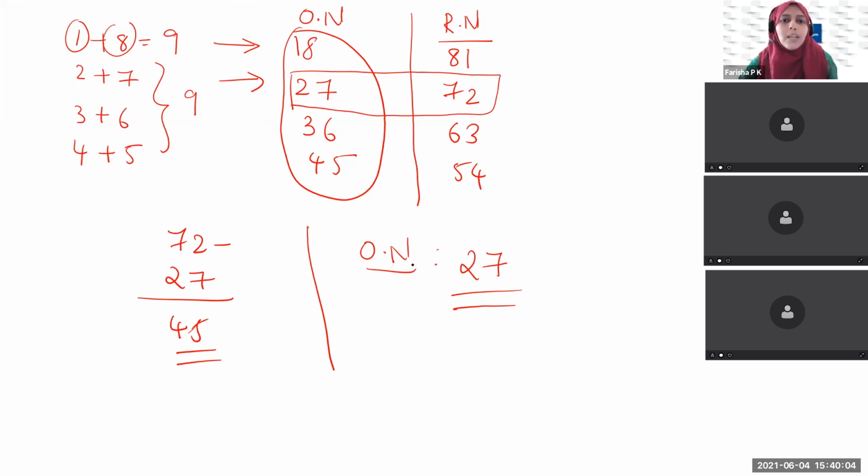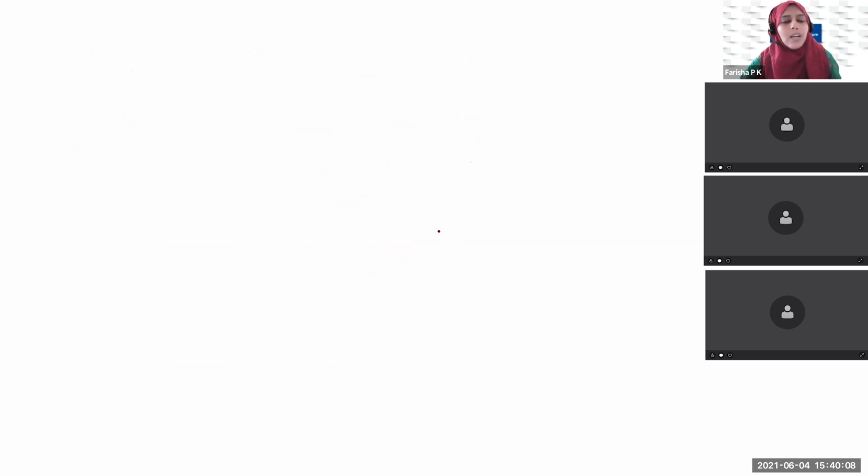So let me check if I can do it in another way, that is using mathematical equation. So here the unknown number is a two-digit number, isn't it? So I'll take the digit in tens place as x and ones place as y. These two are variables. Okay, you have to find the answer for these two variables.